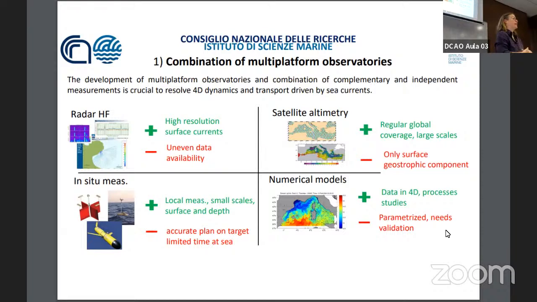On the other hand, satellite altimetry provides us regular global coverage at larger scale than HF radar. The drawback is that we only resolve the geostrophic component of the currents, while the HF radar can see all the components that are present in the velocity field.